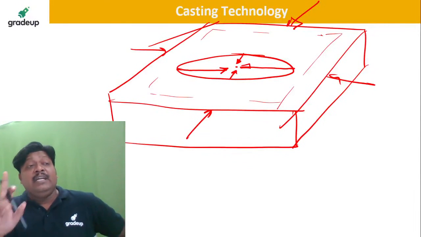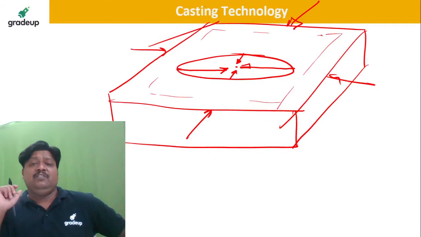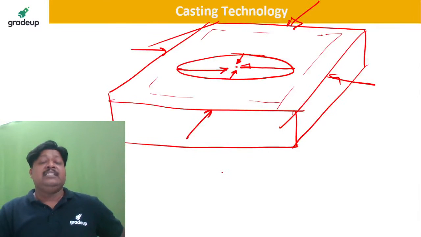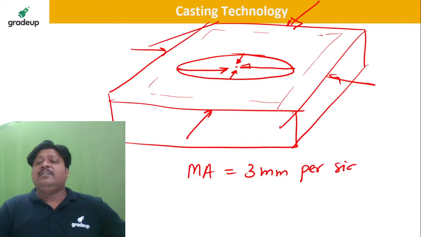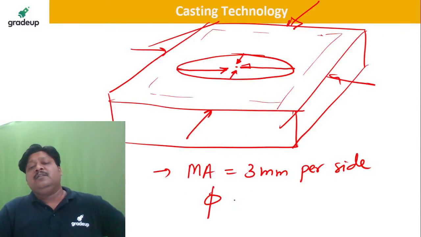Okay, when it is possible like this, when you are providing the machining allowance. Please understand, when I say provide the machining allowance, say like 3 mm per side, for every side provide 3 mm, and for the bore also, if you go on providing 3 mm per side.